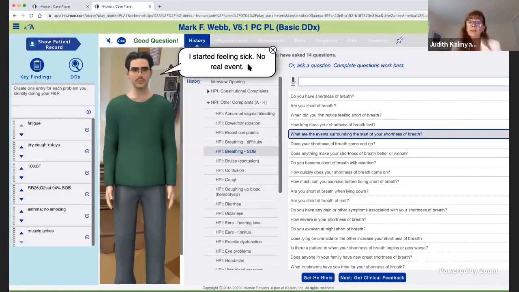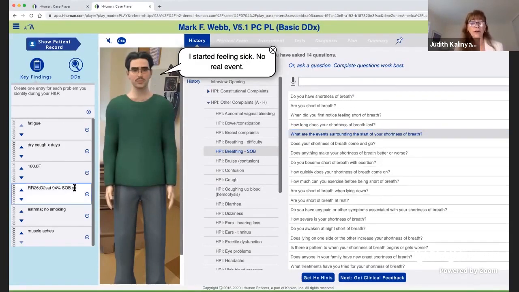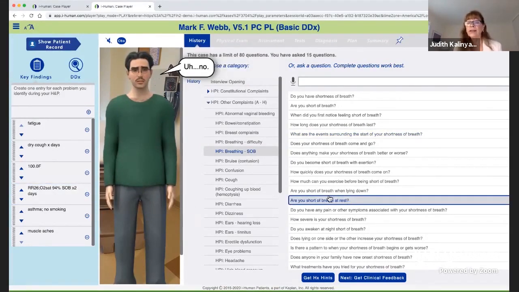So understanding the circumstances at the start of a symptom is always helpful. So that would suggest that this shortness of breath also started about 2 days ago, when everything seemed to start at the same time. We asked about exertion. Are you still short of breath at rest? Not as much, so definitely worse when you're moving around.